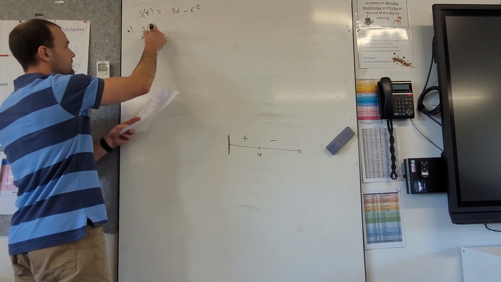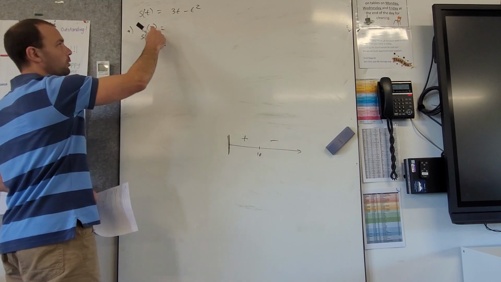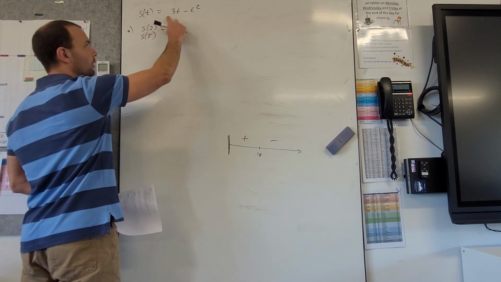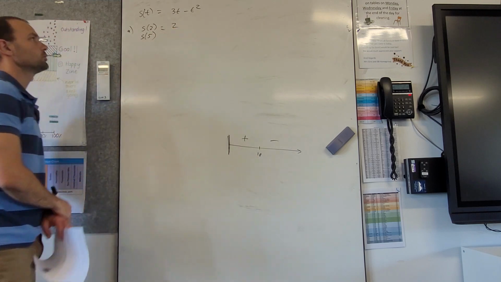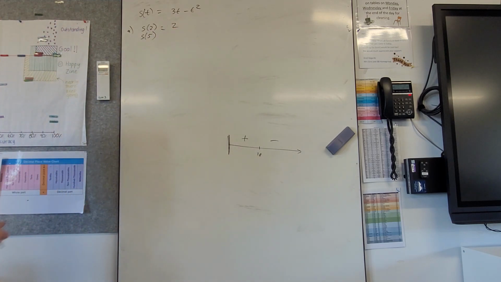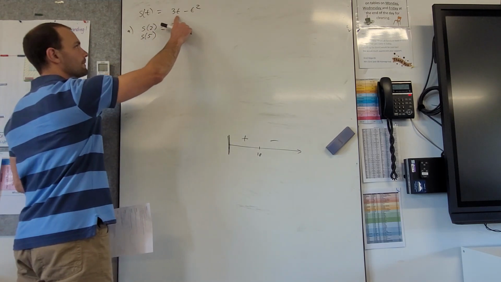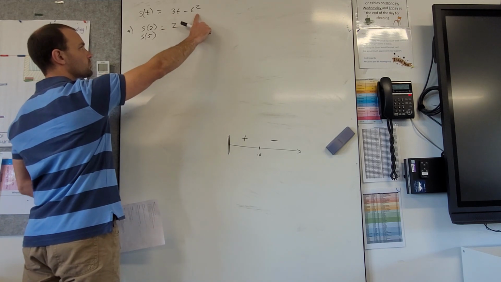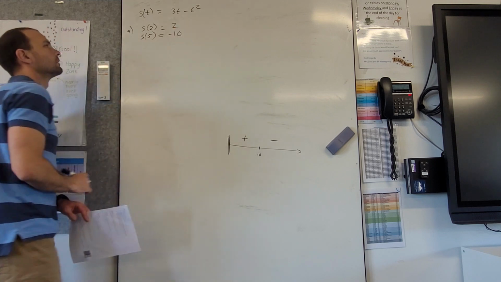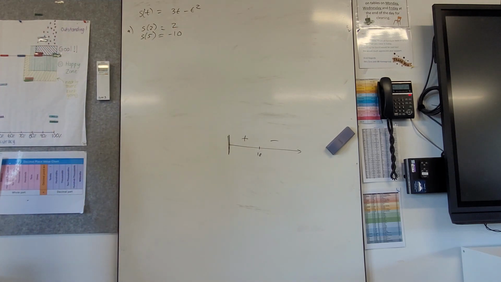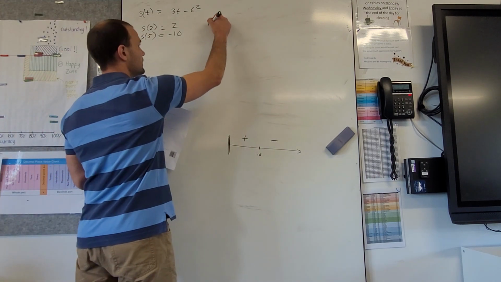2 and 5. So when I put the number 2 in here, we've got 6 take 4, that'll be positive 2. And when I put the number 5 in here, we'll have 15 take away 25, that'll be minus 10. So 6 take 4, and then 15 take 25. Good.